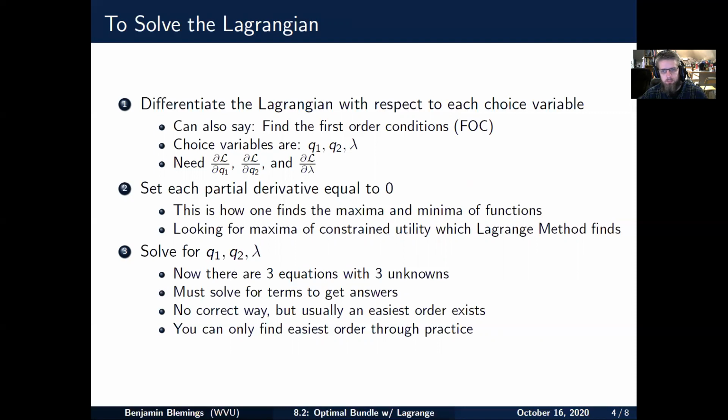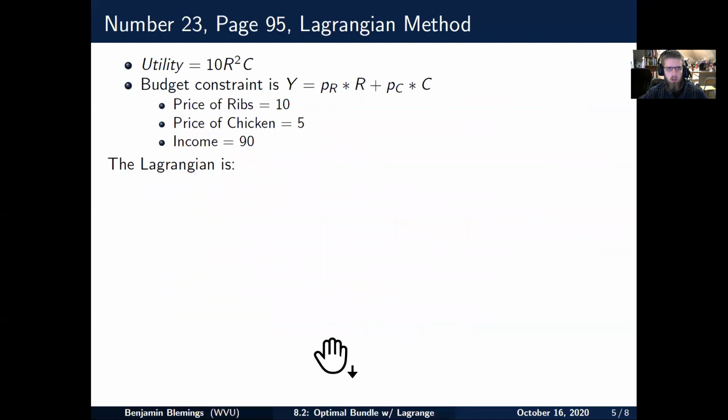And we're looking for the maxima of constrained utility. After having all of those, we just need to be clever enough with algebra to solve for Q1, Q2, and lambda. It's just 3 equations with 3 unknowns, so you should be able to do that. There's no technically correct way to get there, but an easiest order usually exists for how to do things. Typically you need to practice a lot of problems to have an idea of what the easiest way is to do Lagrangian.